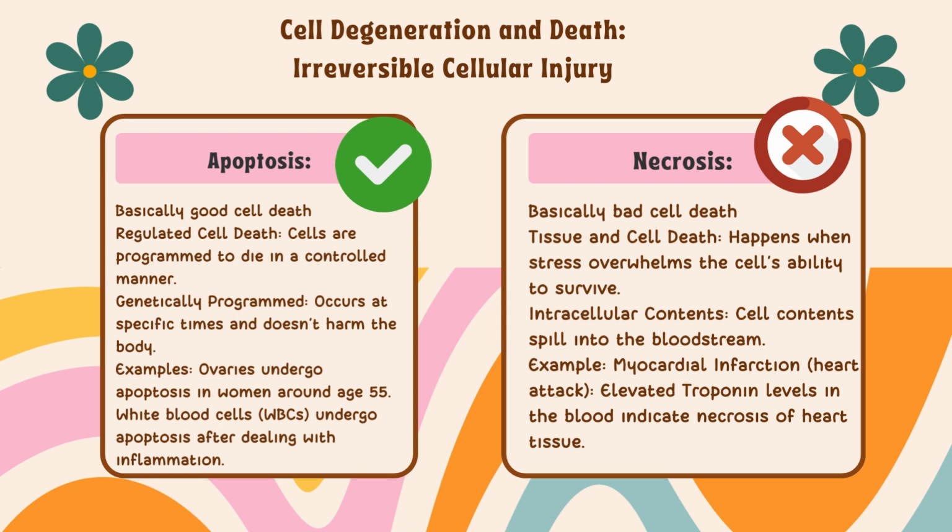So now let's talk about cell death. Apoptosis is good cell death and necrosis is bad cell death. Apoptosis is basically programmed to die. It's lived out its years. It's a good death. Necrosis is bad cell death, and it's basically when it gets inflamed or something bad happens.